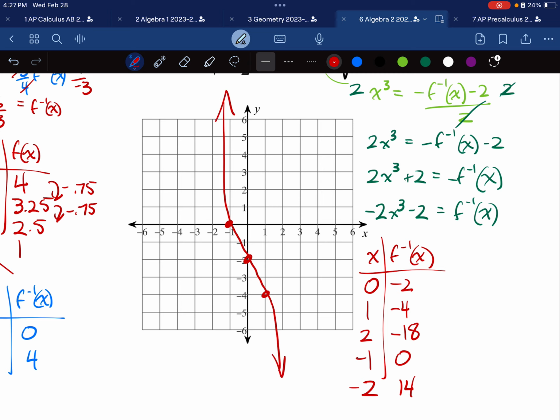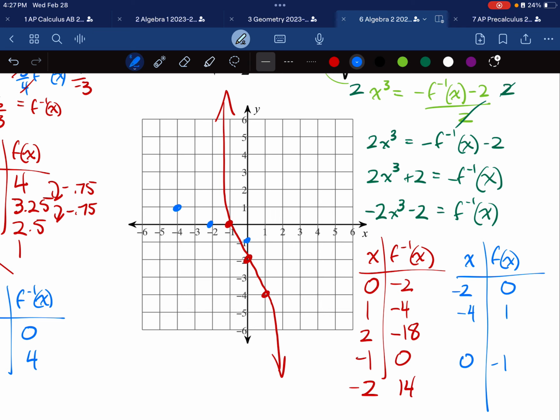And then I need to reflect this, which means if I make a new table of x values and f of x values, I just switch my x's and my y's, the only ones that are useful. So negative 2, 0, then negative 4, 1, and let's do 0 and negative 1. Graphing these points, I get negative 2, comma 0, negative 4, comma 1, and 0, negative 1. 0, negative 1 is right there.